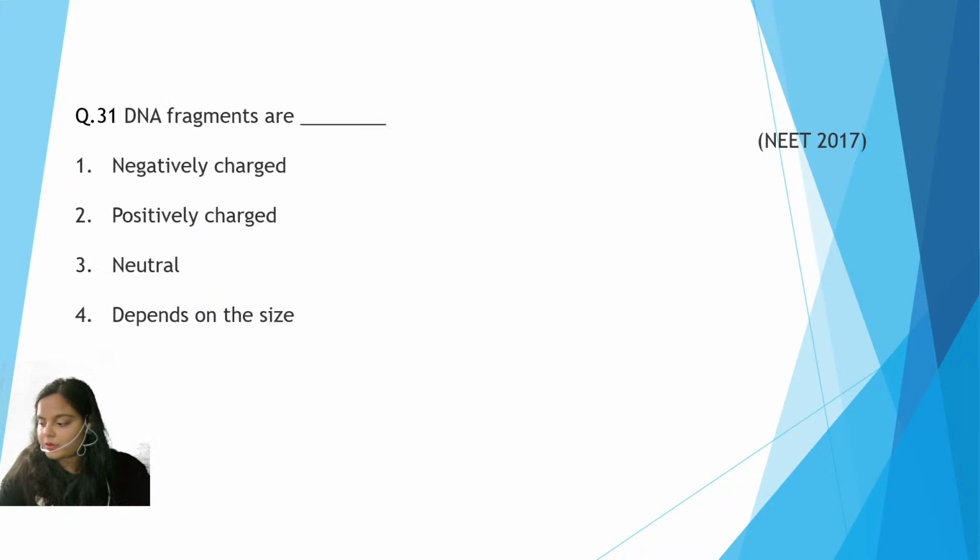Okay, very good. Now question number 31. Some questions from previous year examinations. DNA fragments, asked in NEET 2017: negatively charged, positively charged, neutral, or depends on the size. So what do you think is the charge on the DNA fragment? This type of question we have already solved in today's practice session, so I hope each and every one of you gets it right. The right answer is negatively charged, because of the presence of phosphate ion.